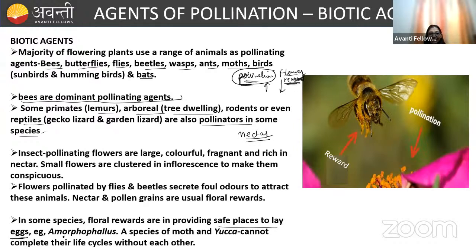For example, in many species like Amorphophallus, yucca, or the fig plant, the insects lay their eggs in the flower. So the insects help the plant by pollination, and in return the insect gets the floral rewards. Insect pollinated flowers are large, colorful, fragrant, and rich in nectar to attract the insect. Nectar and pollen grains are the usual floral rewards.